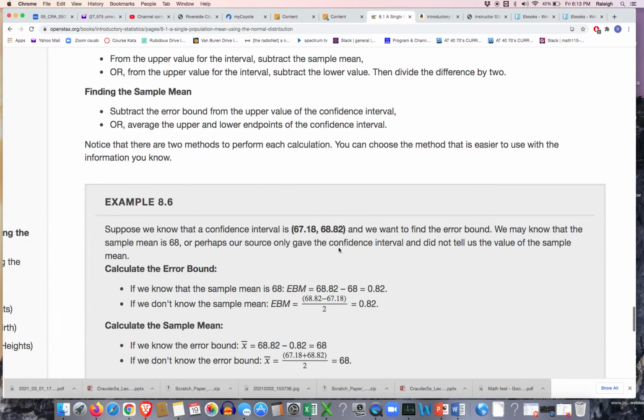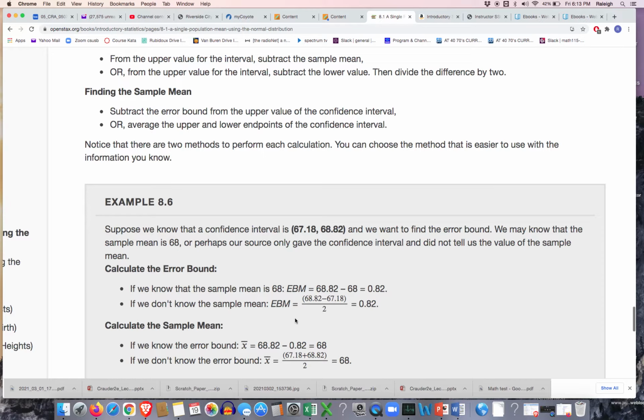You just pick one of these and subtract the sample mean away. And it doesn't matter which one you do. You're going to get 0.82 each time. And 68 minus 67.18 is exactly the same. It is symmetrical after all. And of course, your bound has to be positive, so don't give me a negative number. That's not exactly what we're looking for.